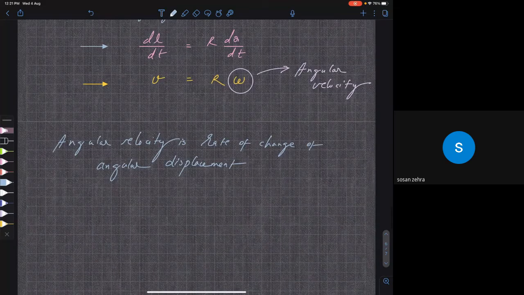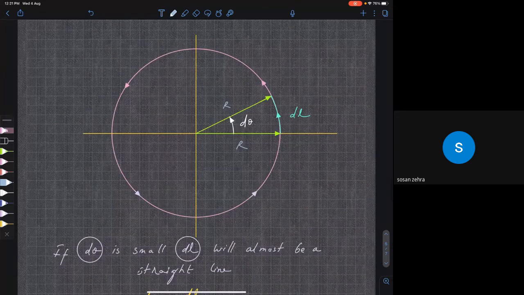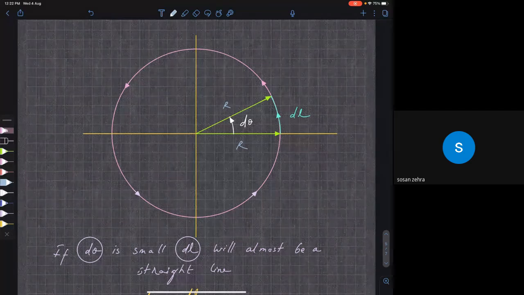Now when you are saying angular displacement and angular velocity, this must have direction also. I'll discuss the directions later. Actually, the directions are given by the right hand thumb rule. Here, for this particle, the direction of d theta is out of the plane. Why? Because if you put your fingers in the direction of displacement of the particle, your thumb will point out of the plane. Clear? And angular velocity will also be out of the plane.